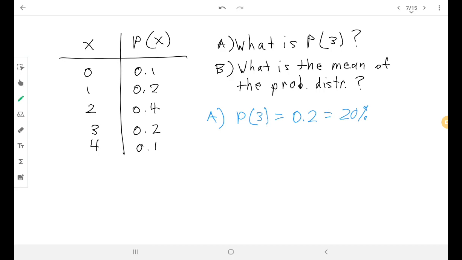What is the mean of the probability distribution? Okay, so the mean probability is the average probability. One of the ways to see that is if I were to make a graph where, okay, here's the 0 at 0.1, and then here's the 1 at 0.2, and then here's the 2 at 0.4, and then again and again for 3 and 4.